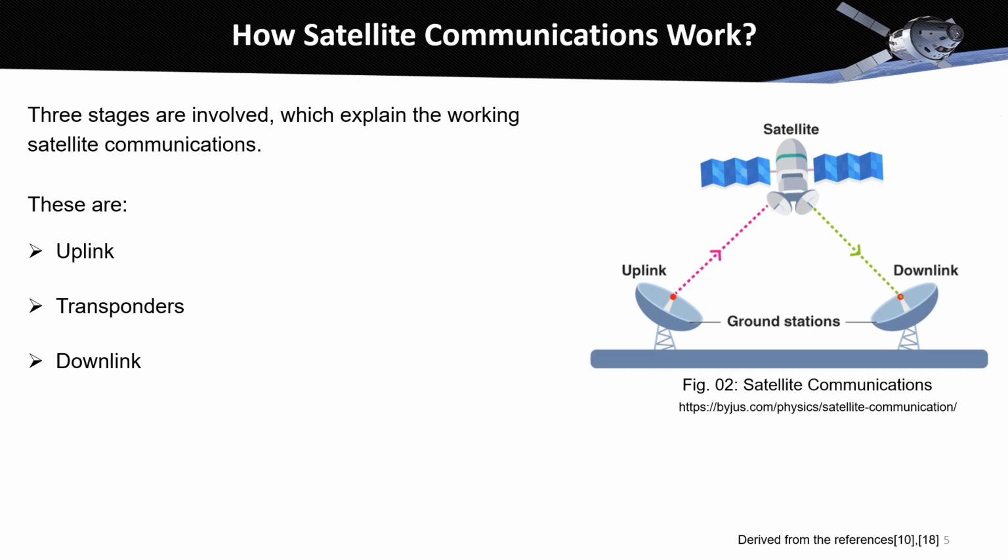Then the transponders. This crucial stage involves the utilization of transponders, which serve as a key component within the satellite. These transponders function as radio receivers, amplifiers, and transmitters. They play a pivotal role in enhancing the incoming signal strength and altering its frequency. By doing so, transponders ensure that outgoing signals maintain their integrity. Next one is the downlink. The final stage of satellite communication involves the downlink, where the data is transmitted from the satellite back to Earth. This transmitted data is received by the receiver on Earth's surface.